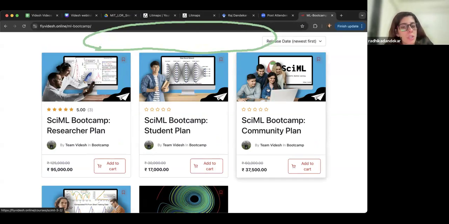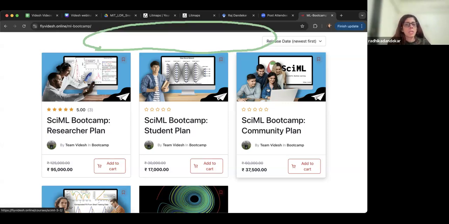The first plan is the student plan, where we go through all the basics of scientific machine learning, and there are videos and pre-recorded lectures and assignments at the end of every lecture that you're supposed to submit. Okay, so this is the first plan.